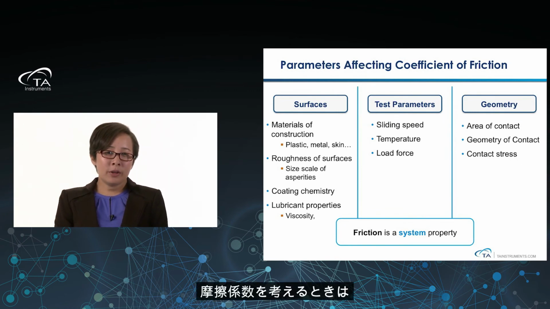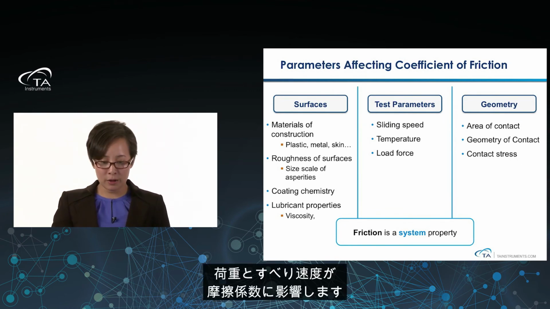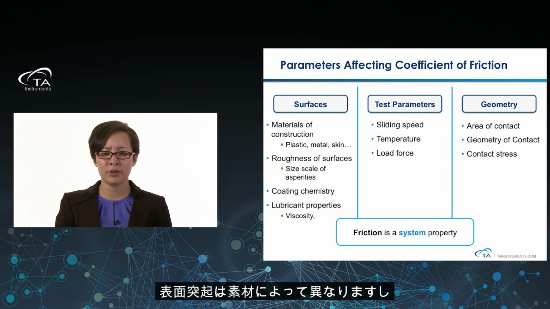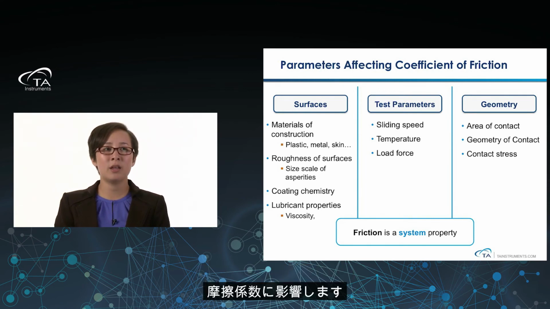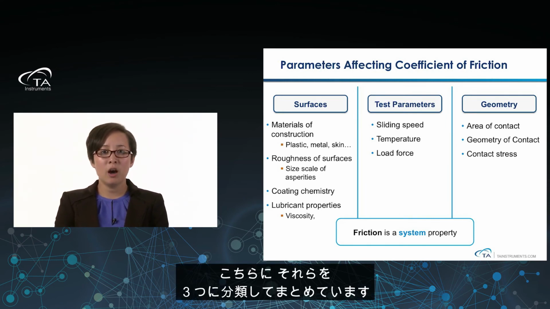So when we think about the coefficient of friction, we have this load force, we have the sliding velocity that can affect the coefficient of friction, we have these different materials, their surface disparities, and there's a lot of different categories or different parameters that can start affecting the coefficient of friction. What I've done here is I've categorized them into 3 different areas.